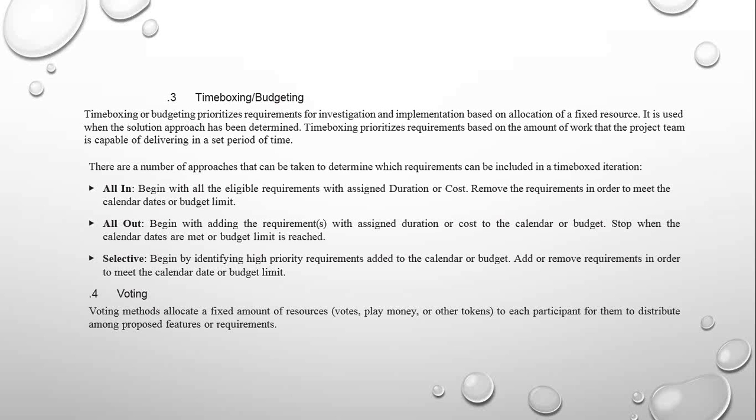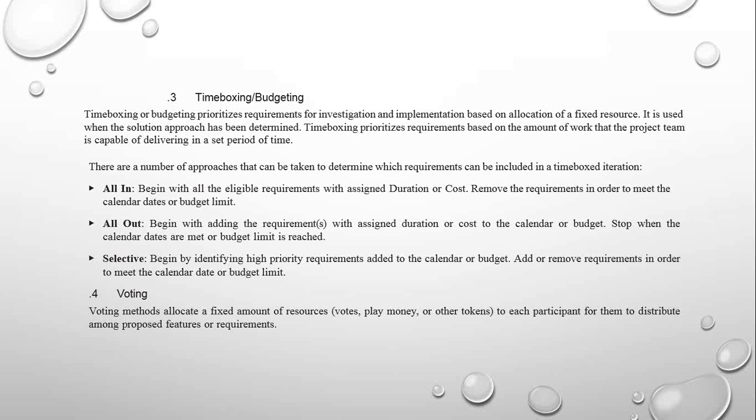Selective is the more custom defined way of time boxing. How is that? By identifying high priority requirements added to calendar or budget. Add or remove requirement in order to meet the calendar dates or budget limit. So again, this is the custom which you need to understand and which you need to do.